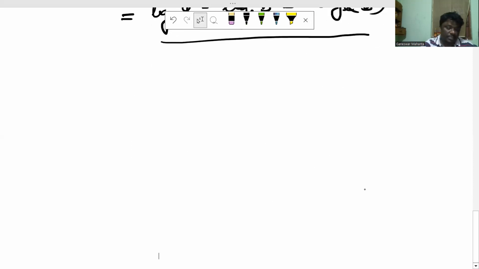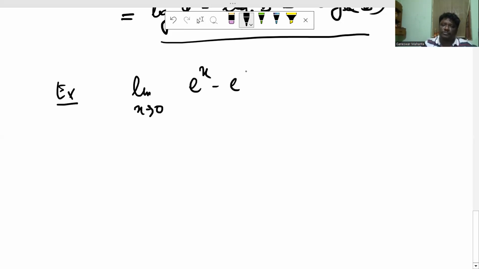And coming to another discussion here, e to the power x, another example. Limit x tends to 0, e to the power x minus e to the power minus x by 2, minus x by x. Evaluate the limit.